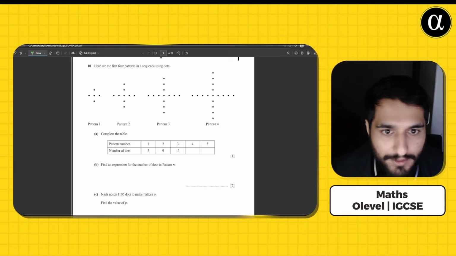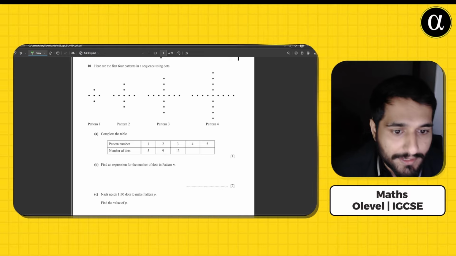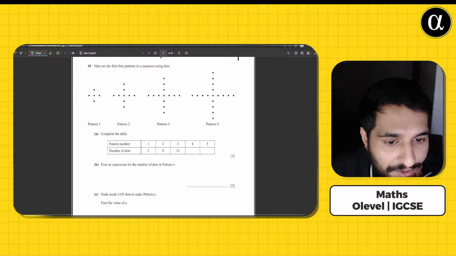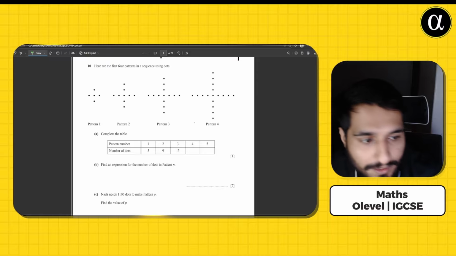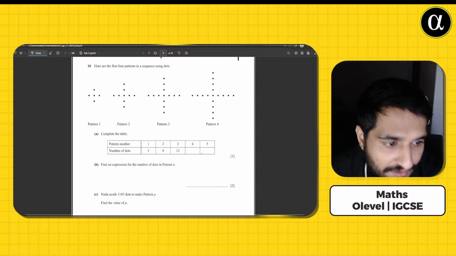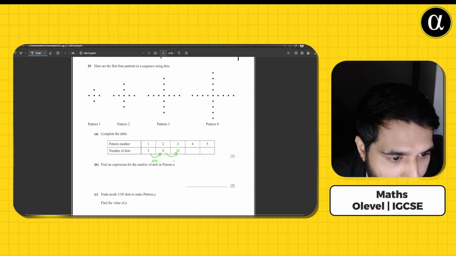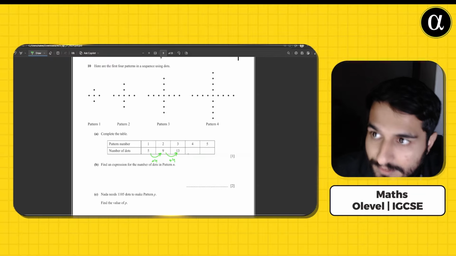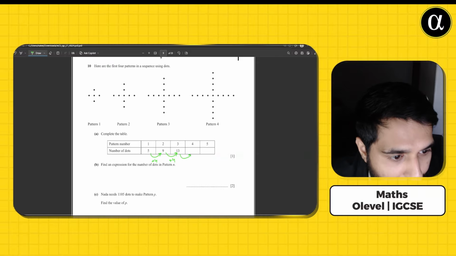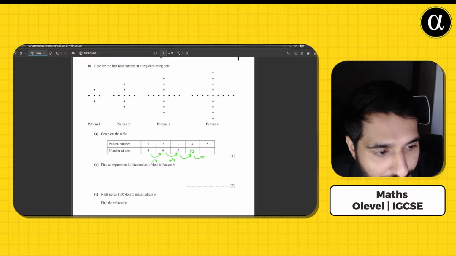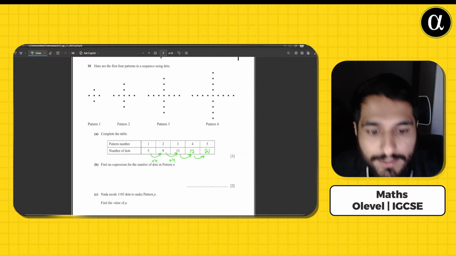Question number 10. Question number 10 says that we have a pattern and it shows four different patterns, and then we need to complete the table. How do we complete the table? We need to basically find out the number of dots. If we have a look from 5 to 9, it's plus 4, and then from 9 to 13 it's plus 4 as well. That shows that this is an arithmetic progression, so it's going to be plus 4 over here. So 13 plus 4 gives us 17, and when you add further 4 to it, it should give us 21.